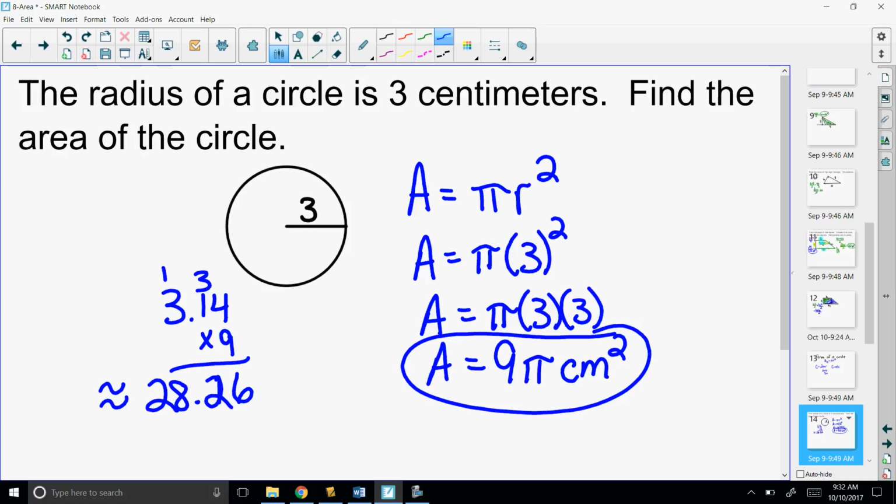If you have that deep down desire need to calculate it, it's approximately, that's why we use that symbol right there, the double squiggly line. It's approximately equal to 28.26.